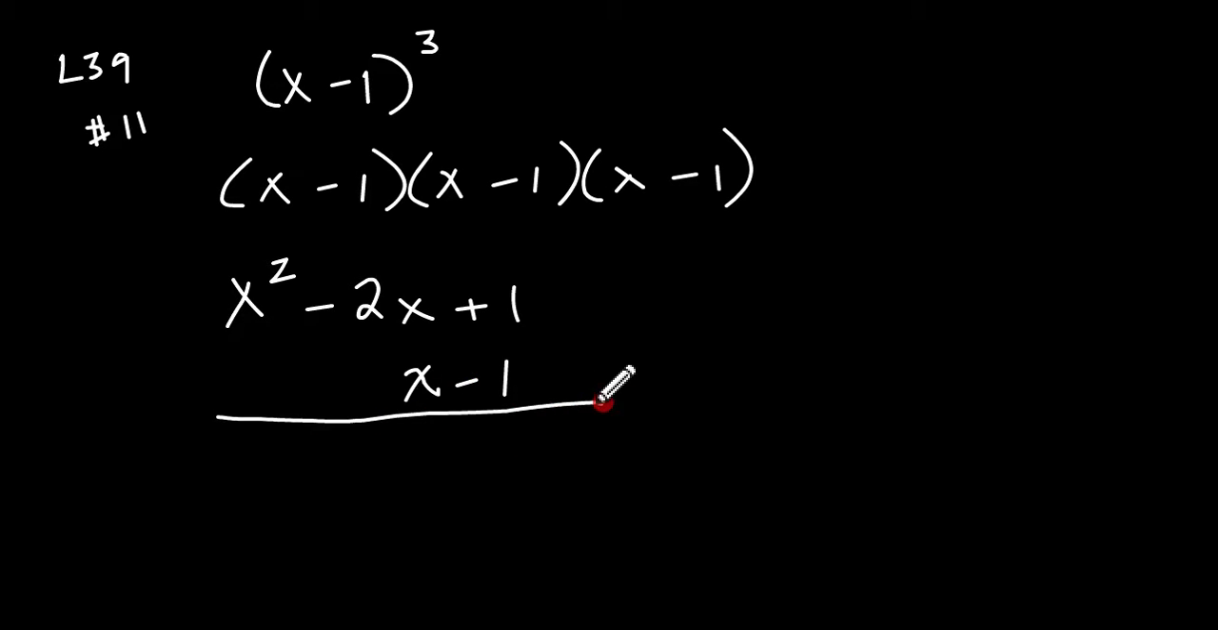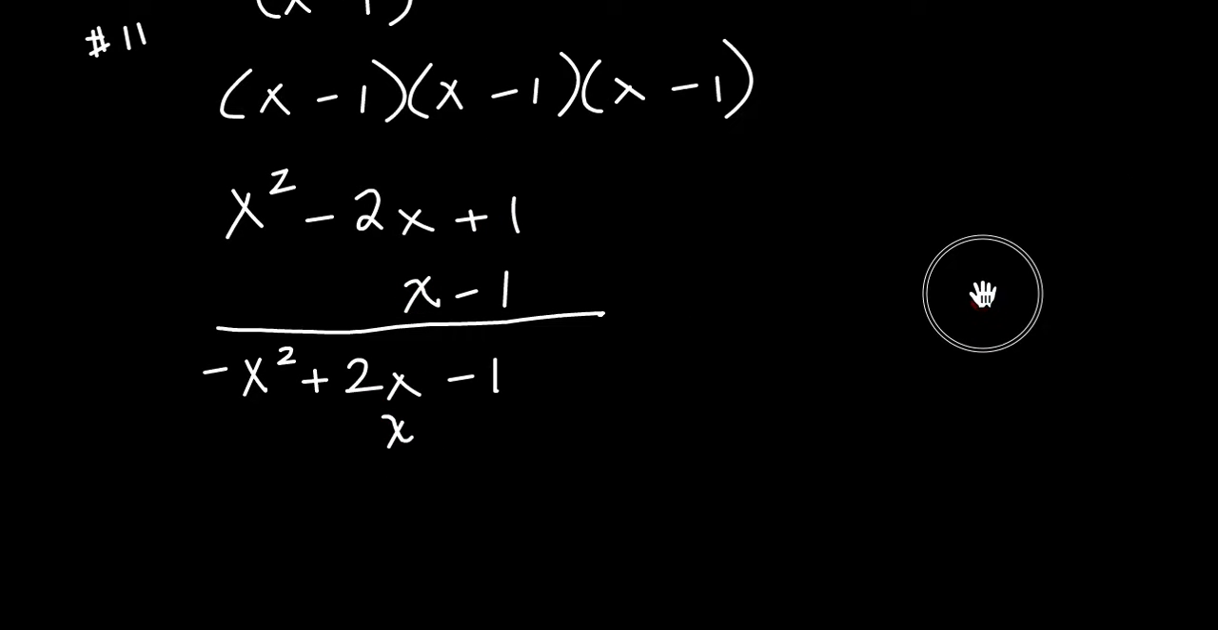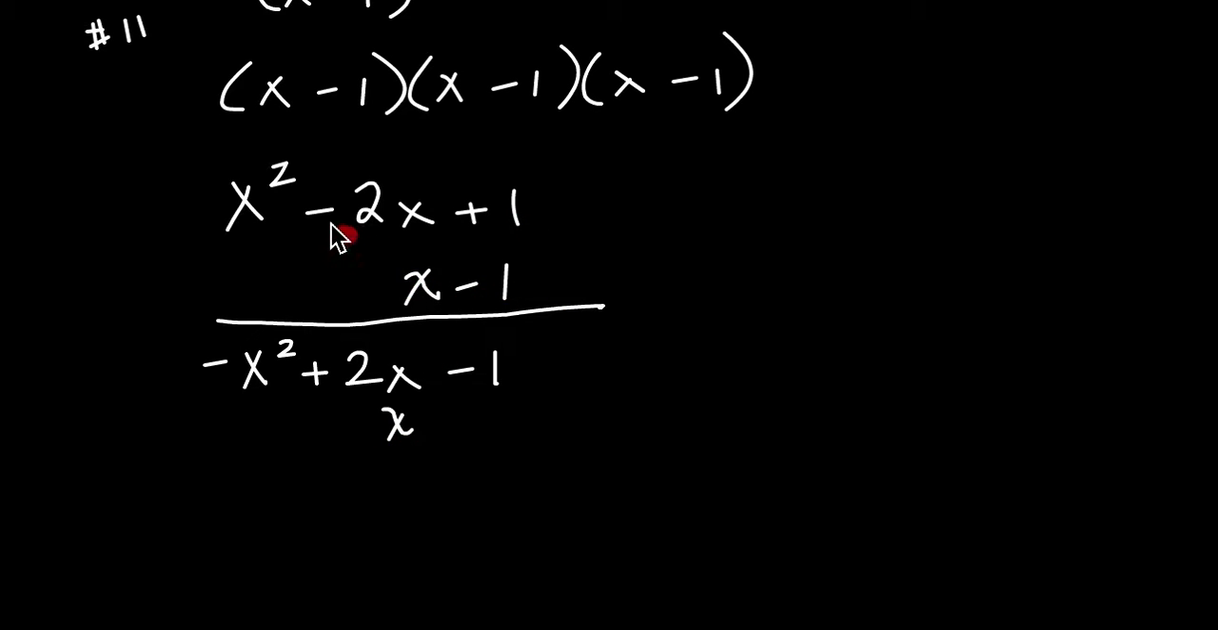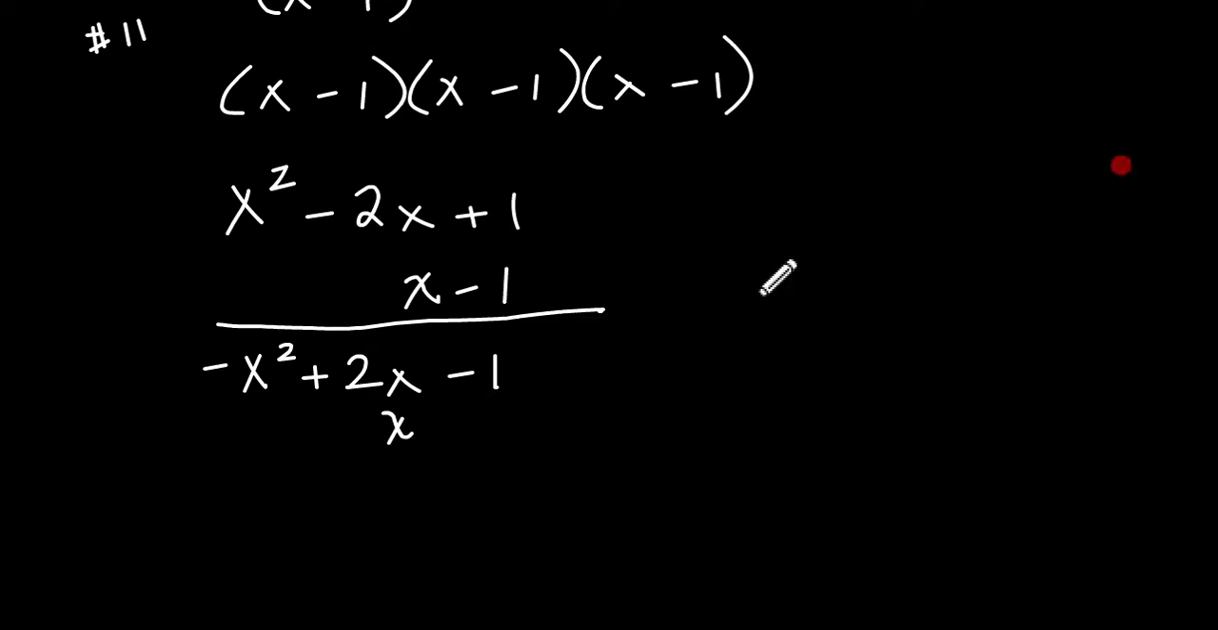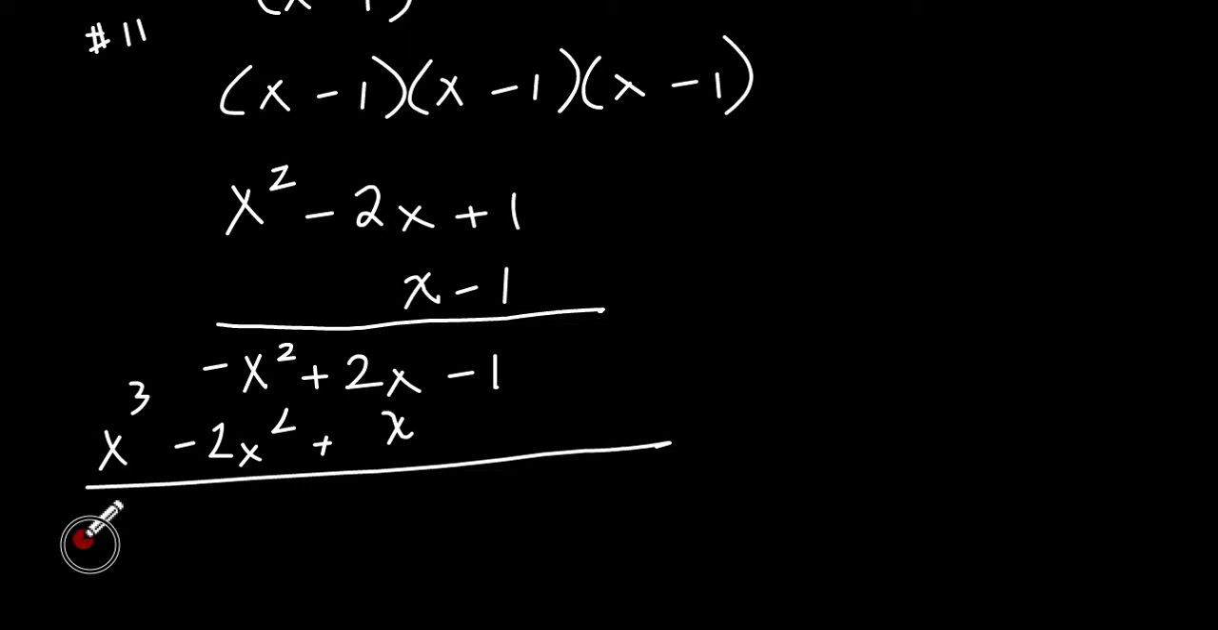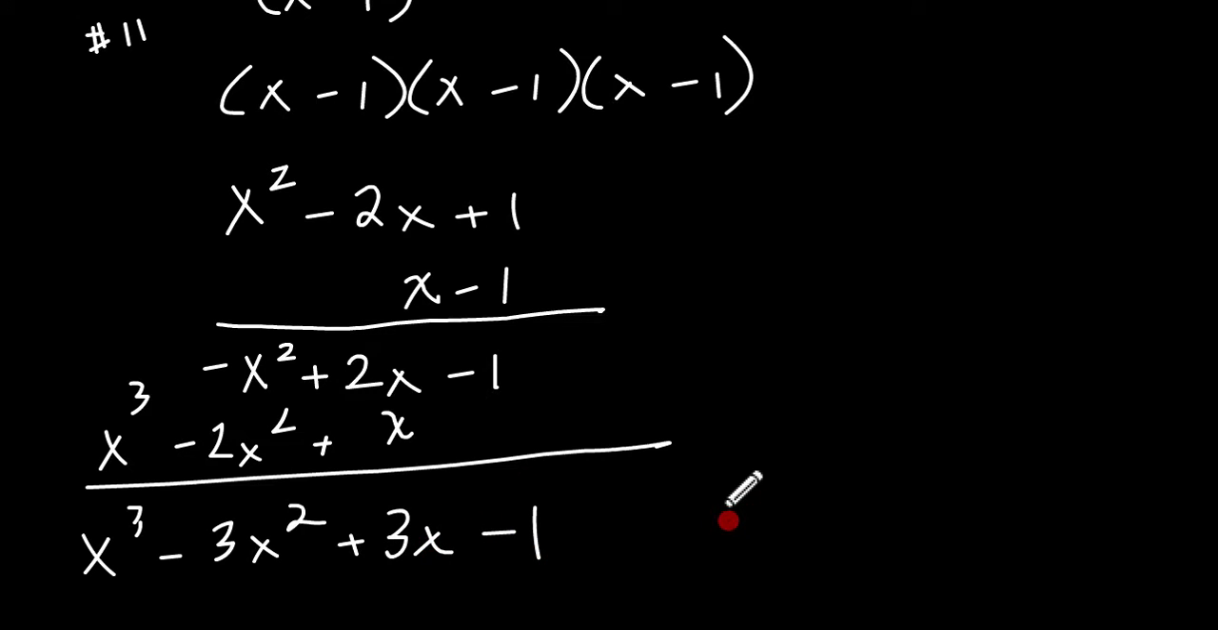I like doing it the vertical way. I'm going to take the negative 1 times all three of these. So it's going to be negative x squared plus 2x minus 1. And then we're going to take the x times all of these and line them up in the appropriate places. So x times 1 is x. X times negative 2 is negative 2x squared. And then x times x squared is x cubed. And we just add these all up. So we get x cubed minus 3x squared plus 3x minus 1. And that's how you expand it.